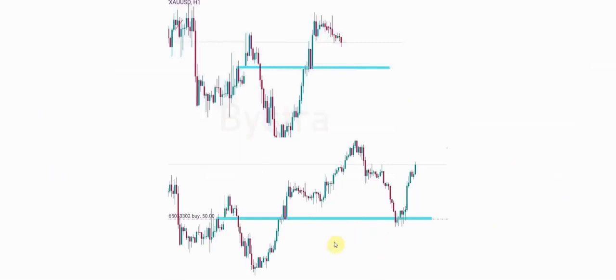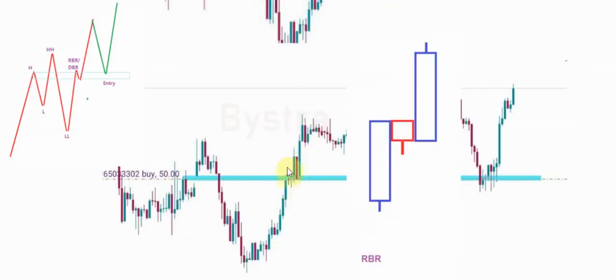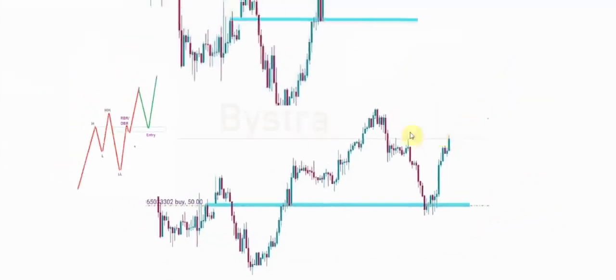Here's an example of QM manipulation. We have high, low, higher high, lower low. Okay, and then price came back. Like we should sell here, but the price broke this structure and created rally-base rally. And then after that, price came back to the entry point that is exactly on the same line with the left shoulder. And the price came back and continued to fly.